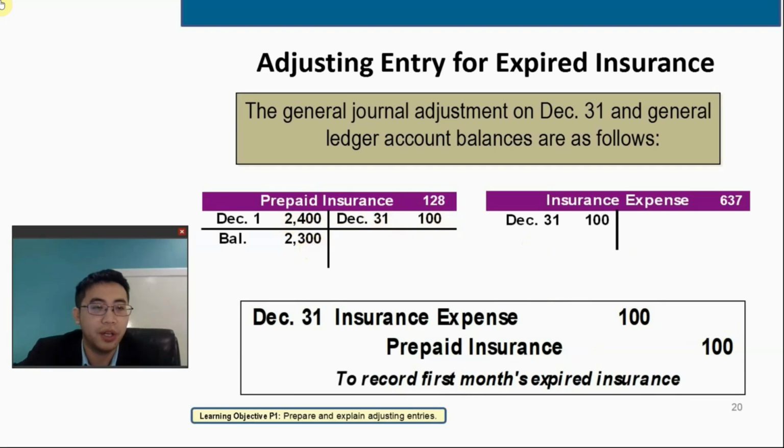So your coverage, the time of coverage for the future, has shrunk from 24 months to 23 months. That's why your asset value got reduced. And for the insurance expense, that's only one number put in there.